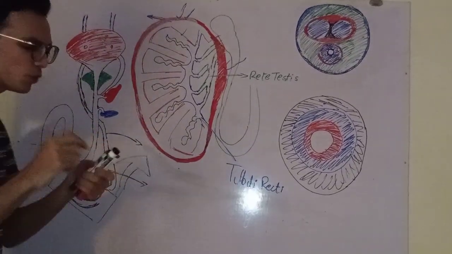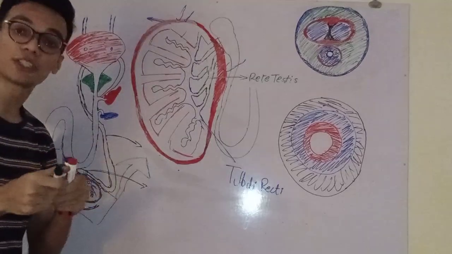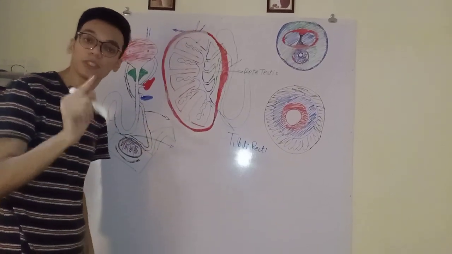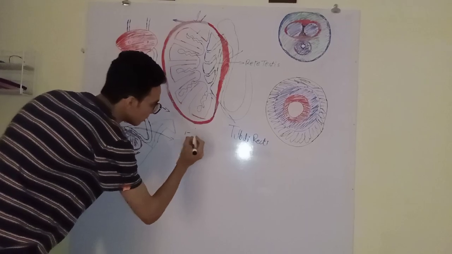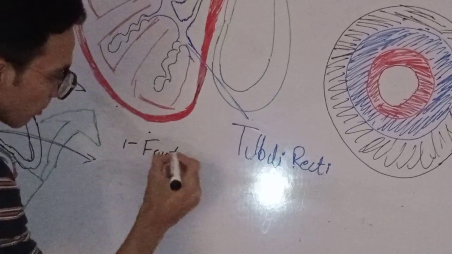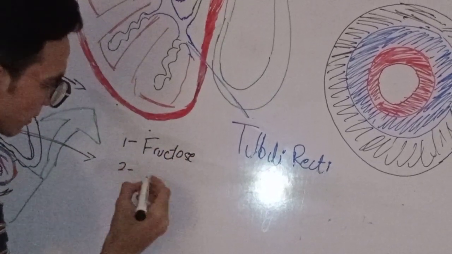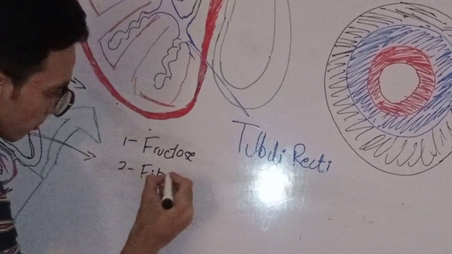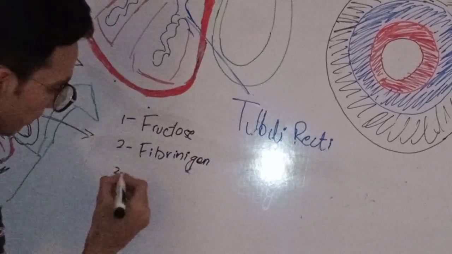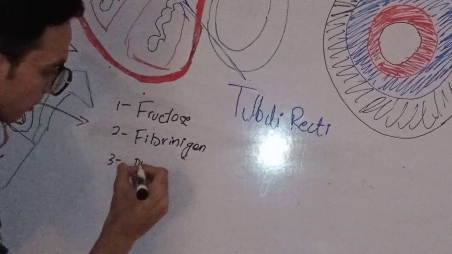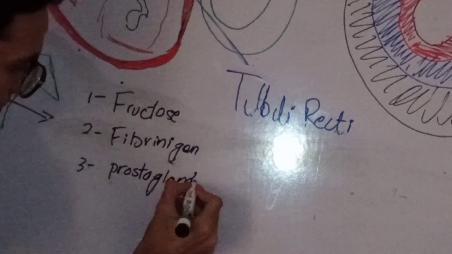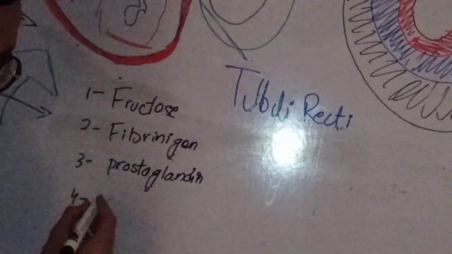Now, we should have it very clear in our minds that seminal vesicle secretions are very important because of some very important functions. For example, it produces fructose. Second, it produces fibrinogen. Third, it produces prostaglandin. Fourth, it produces citric acid.